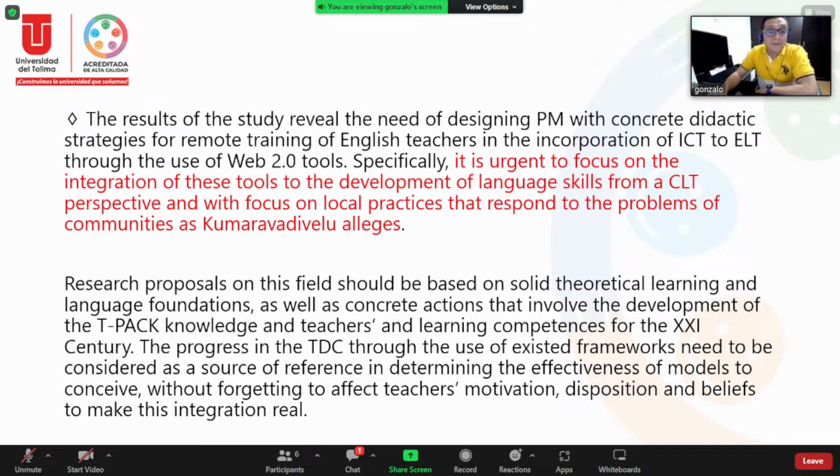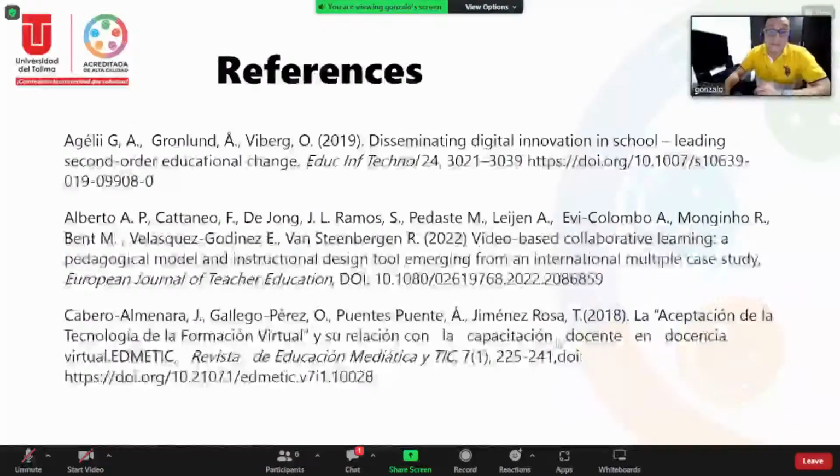The progress in teachers' digital competence through the use of assessed frameworks needs to be considered as a source of reference in determining the effectiveness of the models, without forgetting to affect teachers' motivation, disposition, and beliefs to make this integration real. Because one of the big obstacles that we may find is teachers' beliefs, no? As when we are going to generate any change in society, there is always going to be a kind of resistance. And it's because of the beliefs that many teachers have about the use of technology.